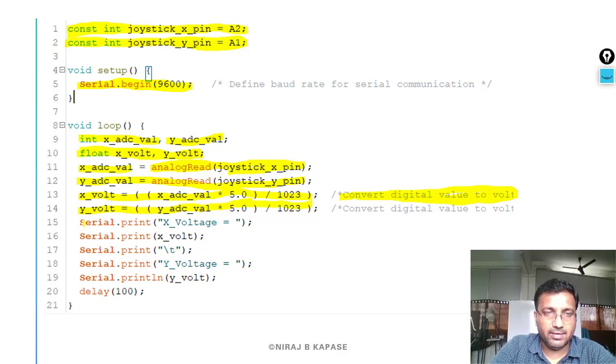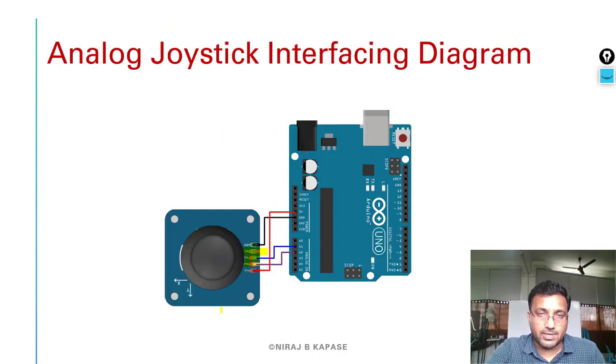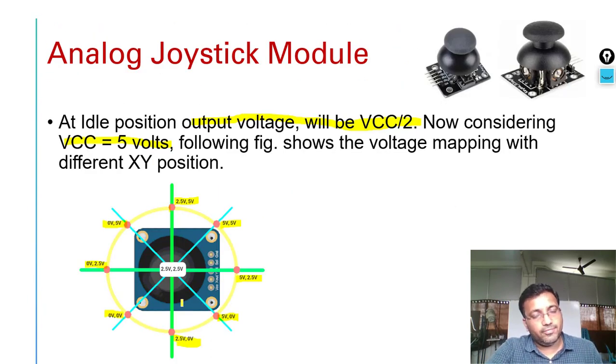Again we are going to print the X voltage. Serial.println X volt, and then Serial.println Y volt. So this prints the two voltage levels based on this particular graph. So we determine in which particular position you move your joystick.